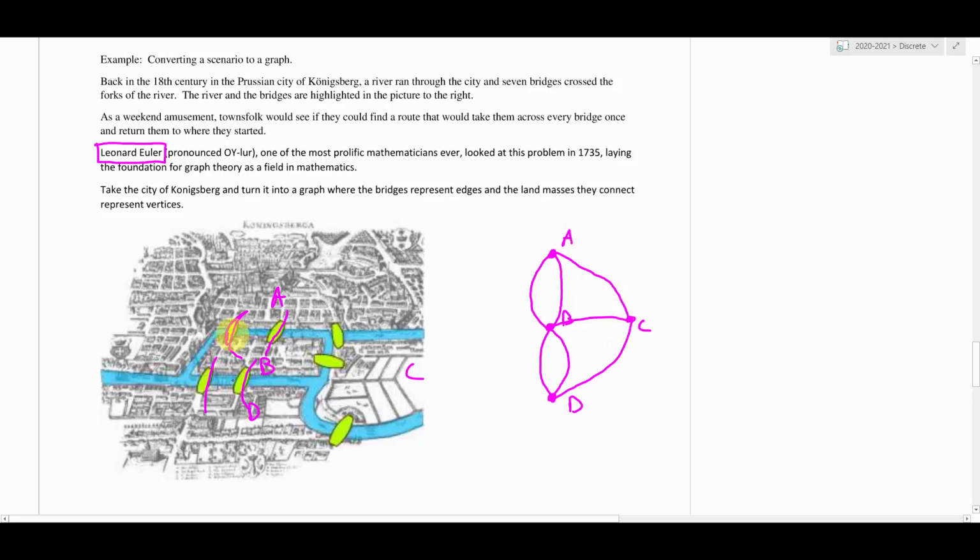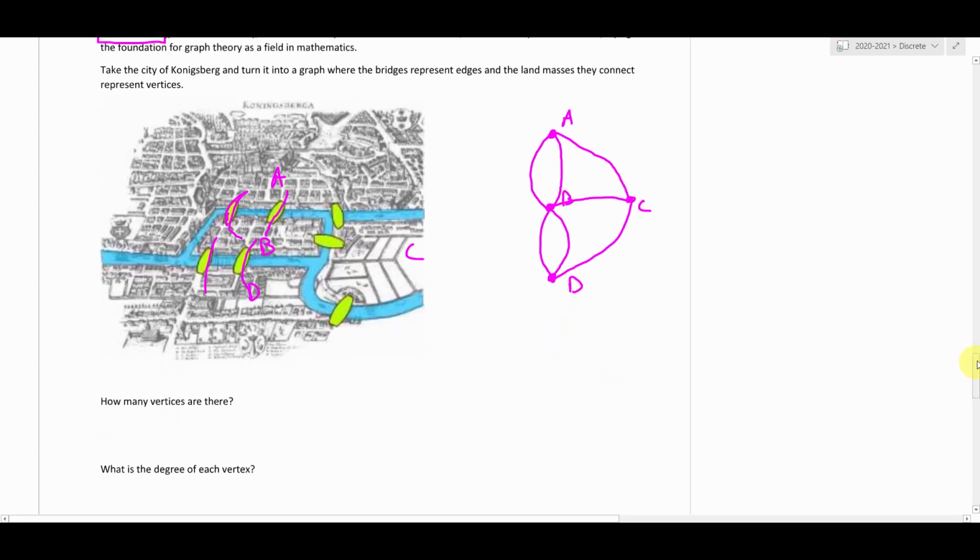And there we go. So he took this entire city and all of its bridges and he reduced it to this graph. And then he began analyzing it and essentially gave birth to graph theory. It's pretty crazy that this one puzzle spawned this entire thing. All right, so anyways, here we go.